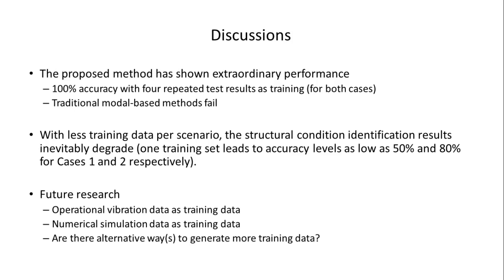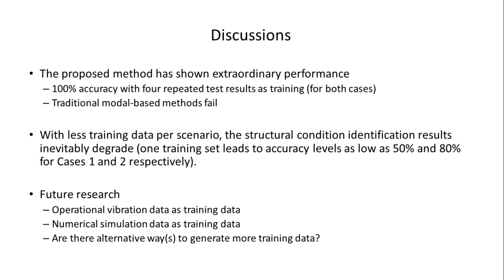So there is some consensus after these 2 laboratory case studies. 100% accuracy can be achieved if we use 4 repeated tests. Imagine I test 10 times, but with only 4 repeated tests as training, we can achieve the result. The traditional model-based method essentially fails because there are no changes. And with 1 training data per scenario, we have worse accuracy, but still you have some result at 80%, so it's not very bad.